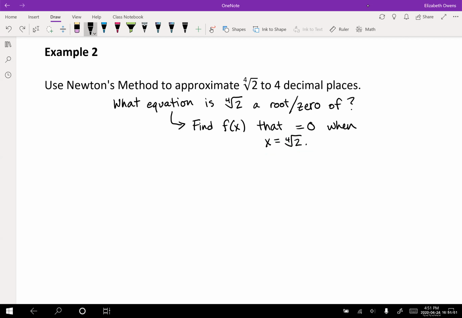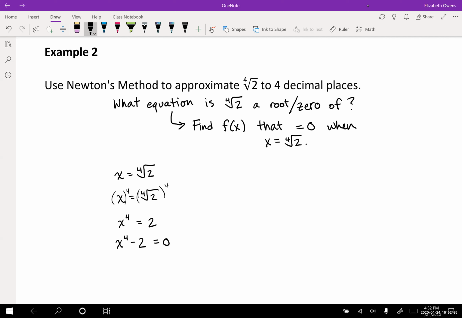So we're going to write that down, x equals the fourth root of 2, and work this backwards to make it into an equation that equals 0. We're going to take that fourth root of 2 and raise both sides to the fourth power. If x is going to equal the fourth root of 2, then x to the fourth has got to equal 2. Then we want this equation to equal 0, so just subtract the 2 on both sides, and we get x to the fourth minus 2 equals 0.